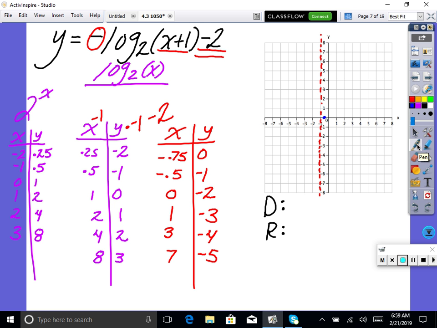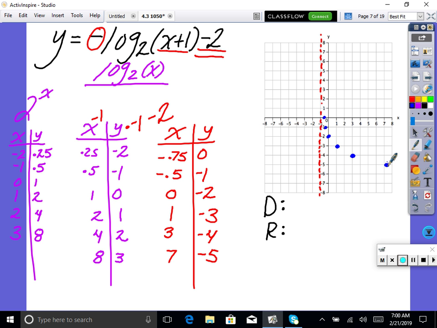So over -0.75, over -0.5 down 1. Over 0 down 2, over 1 down 3, over 3 down 7, was that what it was? Oh, down 4. Over 3 down 4, and then over 7 down 1, 2, 3, 4, 5. Can you guys see what's happening? I can definitely see, we know it's approaching the asymptote.